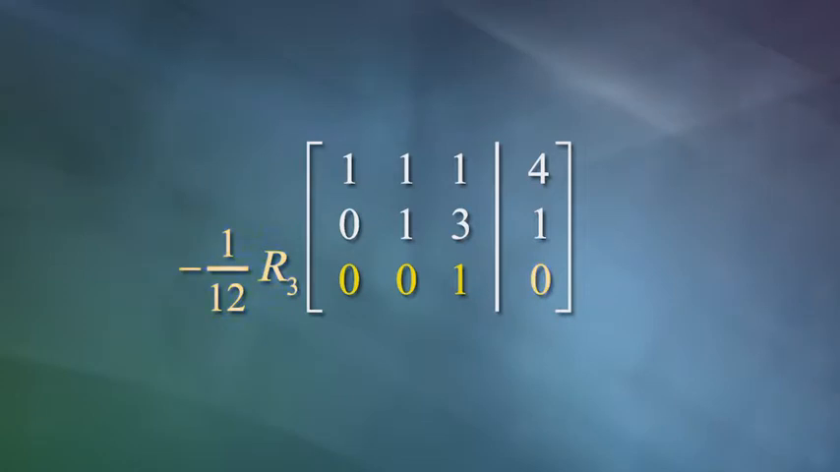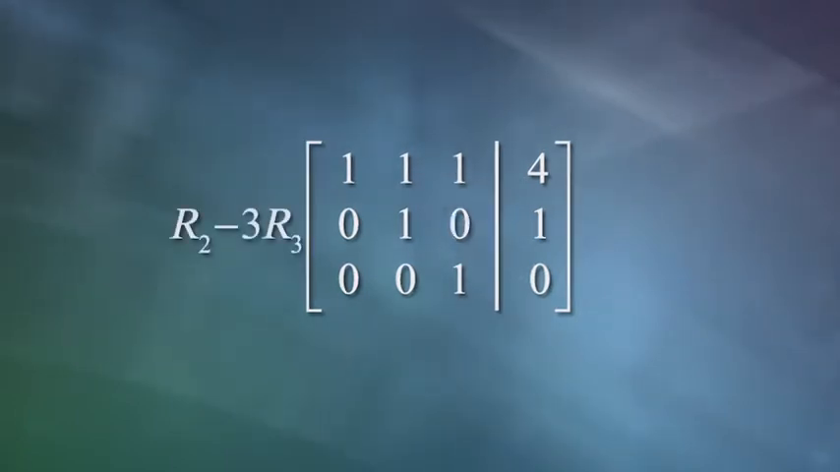Now, do you see that because I have 0, 0, 1 in the last row, it will be easy to zero out the entries in the third column by subtracting multiples of the last row? Doing this won't affect the other columns because 0, 0, 1 has zeros in those columns. So I'll get this.